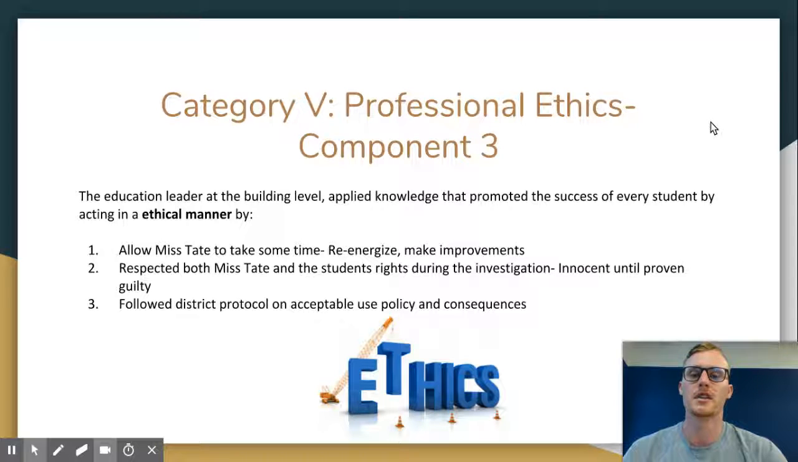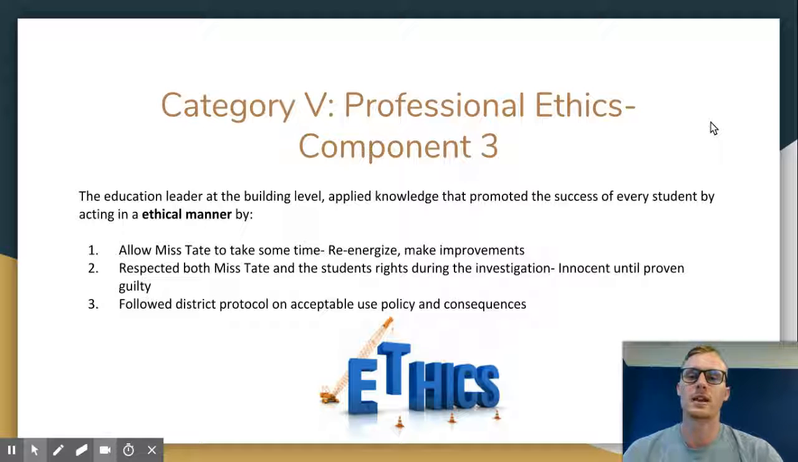Category 5, professional ethics, component number 3, the educational leader at the building level applied knowledge that promoted the success of every student by acting in an ethical manner. The first one, I'm allowing Ms. Tate to take some time, maybe provide her with a sub just to re-energize, debrief from the situation, step back from it, and hopefully we can come back with making improvements to her teaching, hopefully rebuilding all those relationships.